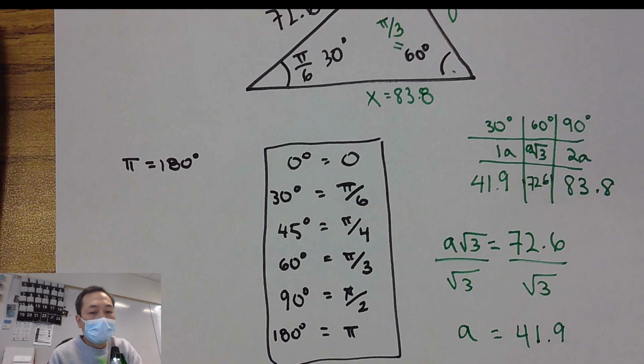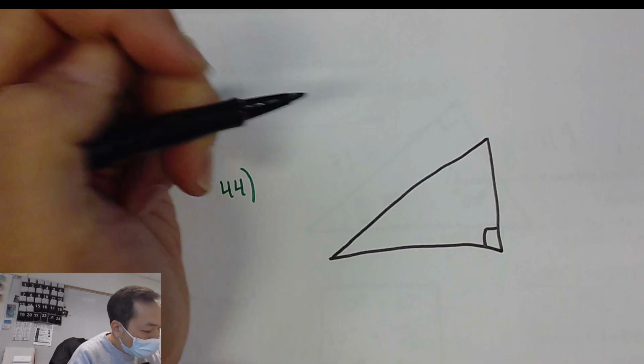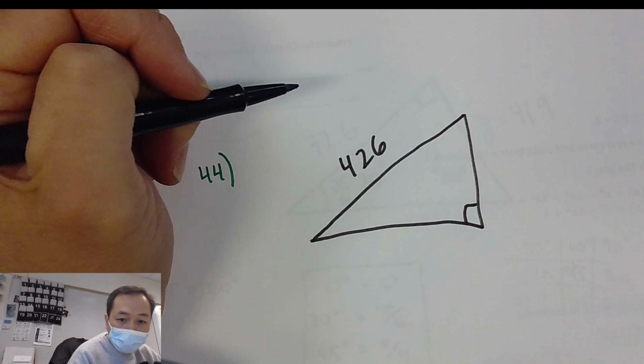And 42, or that was 42, 44. Okay, so number 44, we have this right triangle. Excuse my drawing. 420, 425. And then this angle here is 3 pi over 8.